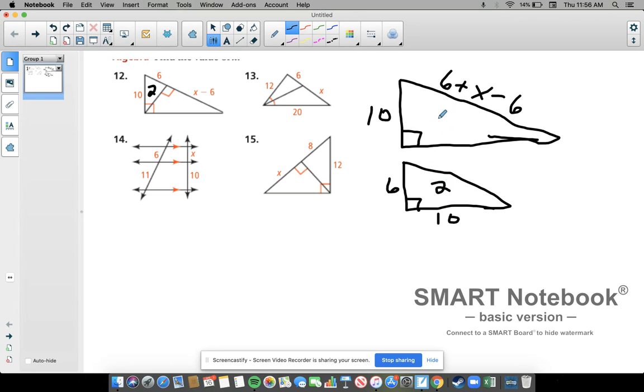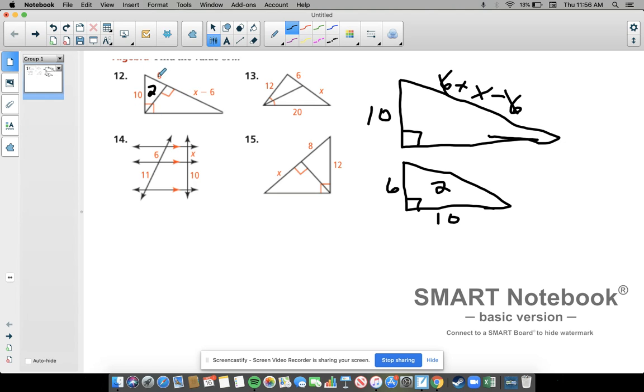You have the big triangle where the long side, you'd have to add the two together, and I did that, 6 plus x minus 6, which we can actually simplify. Positive 6, negative 6, those both go away. So this hypotenuse is actually really nice. It's just an x, and then we have a height of 10, which is right here.